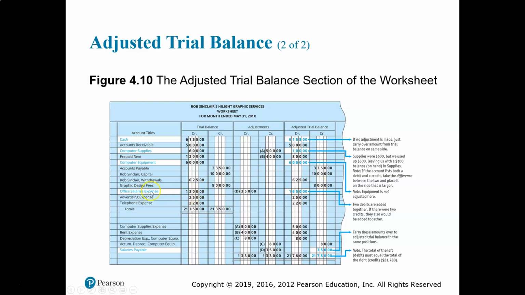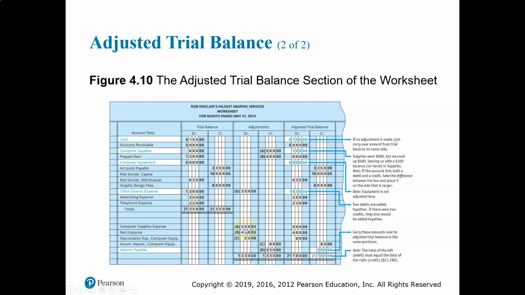Now for office salaries expense, you have a debit of $1,300. We recorded $350 in salaries expense, a debit, so you've got to take the difference. Or no, sorry, I'm saying that wrong. You have the debit here of $1,300 and you have to add the debit of $350 and you end up with $1,650 in expense. Advertising expense just moves across and so does telephone expense.